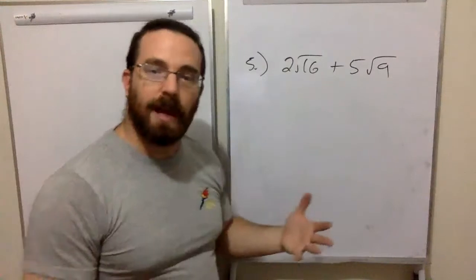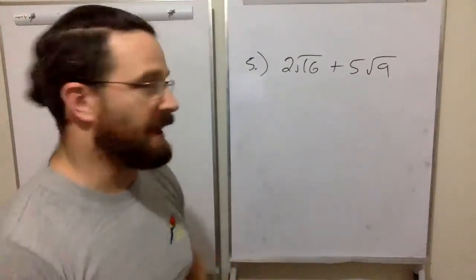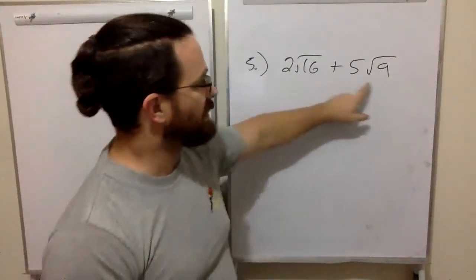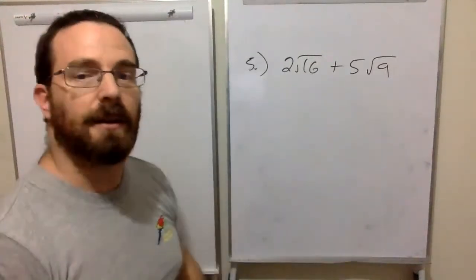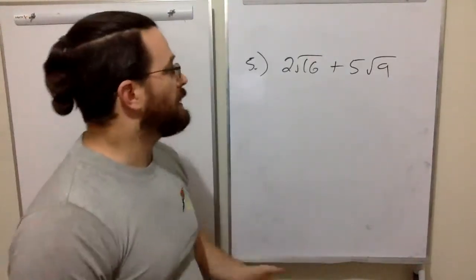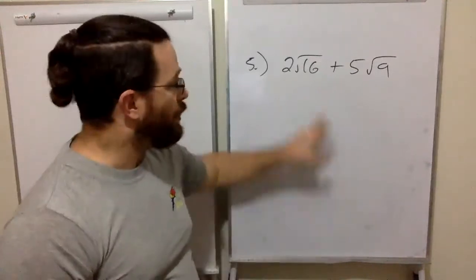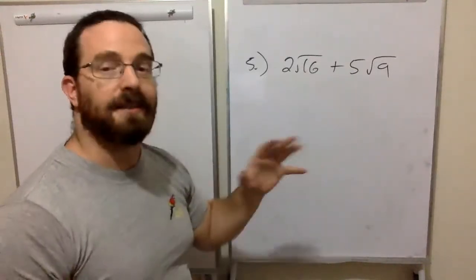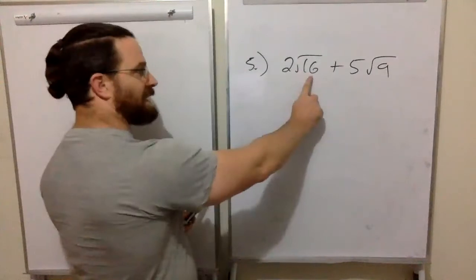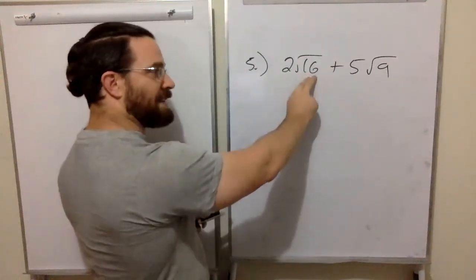So we can only add radicals again if the radicals are the same. Here they're not. This is radical 16, this is radical 9. I can't add them together. But let's simplify them first. We should recognize by now when the number inside the radical is a perfect square. 16 is a perfect square. Square root of 16 is just 4.